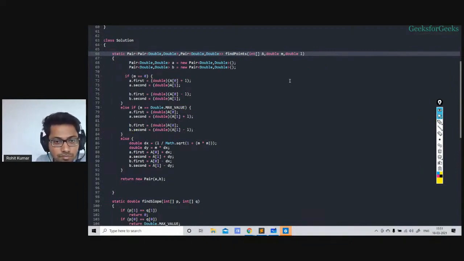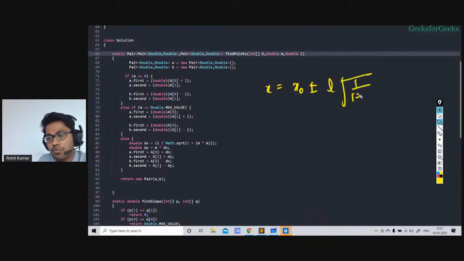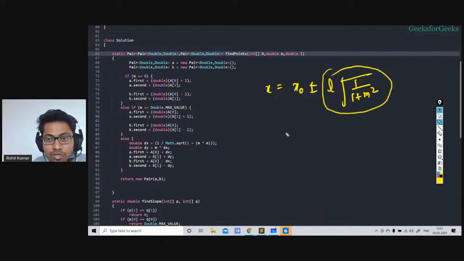So this is x equals x naught plus minus L divided by square root of 1 plus m square. If you look at this portion, this is my dx, L times the square root of 1 by 1 plus m square. So what is my a dot first becoming? x naught plus dx. a dot second is becoming x naught minus dx.